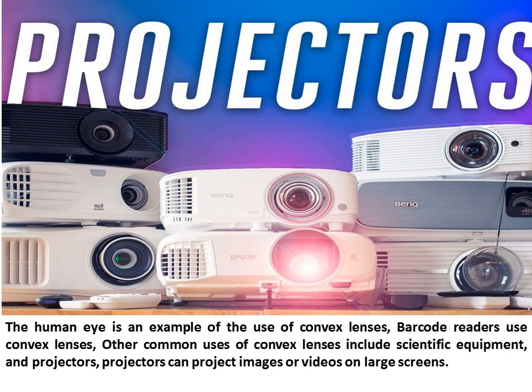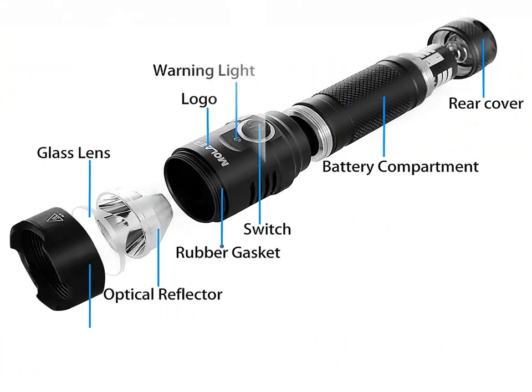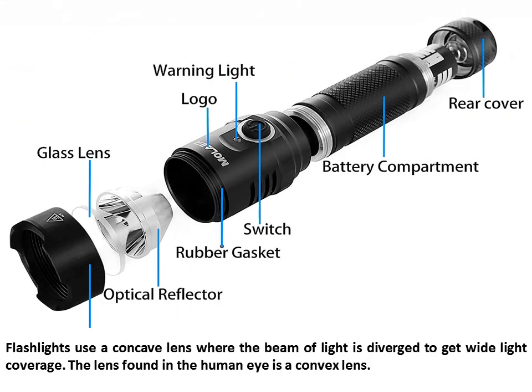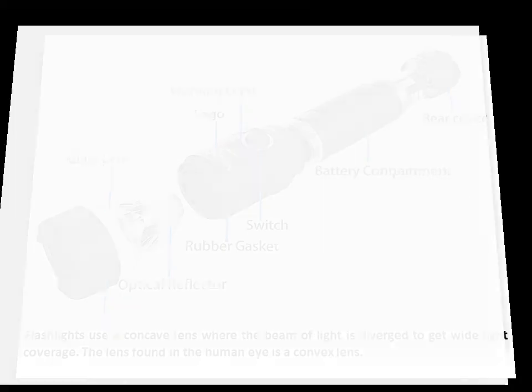The human eye is an example of the use of convex lenses. Barcode readers use convex lenses. Other common uses of convex lenses include scientific equipment, and projectors. Projectors can project images or videos on large screens. Flashlights use a concave lens where the beam of light is diverged to get wide light coverage. The lens found in the human eye is a convex lens.